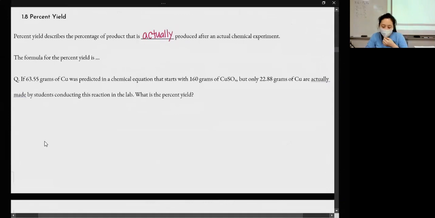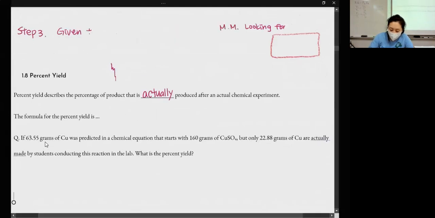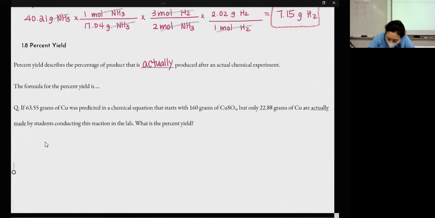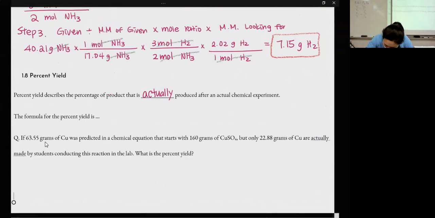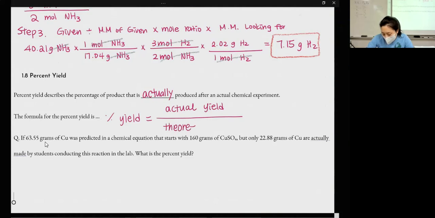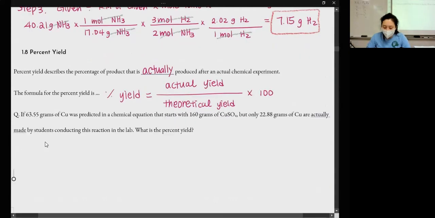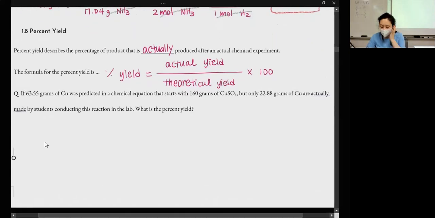So the formula for percent yield is: percent yield equals the actual yield in grams over the theoretical yield, times 100. So that will give you the percentage. So this one was one of the easy ones on unit 1.